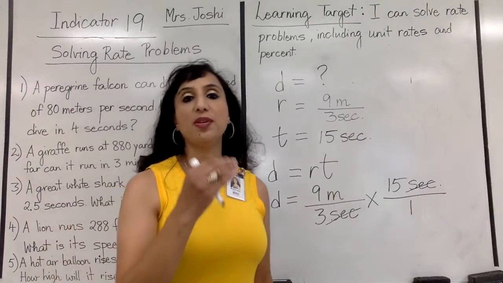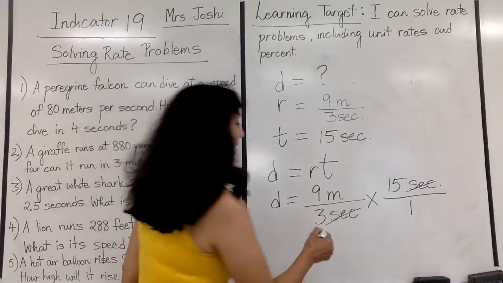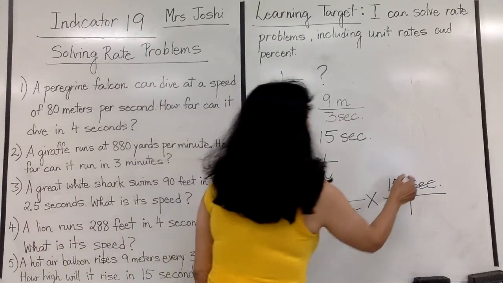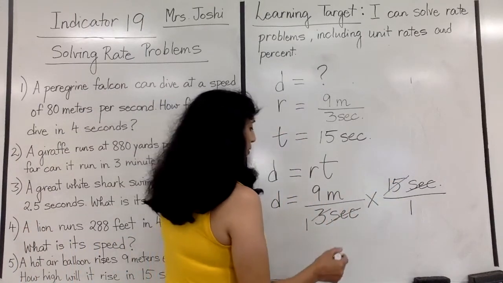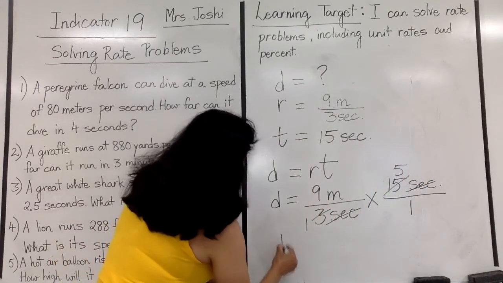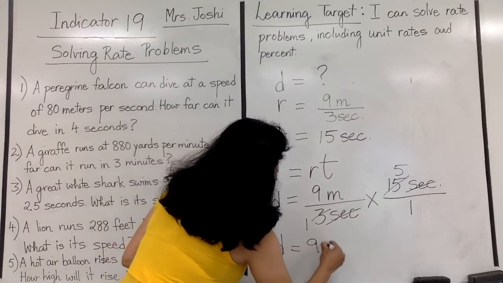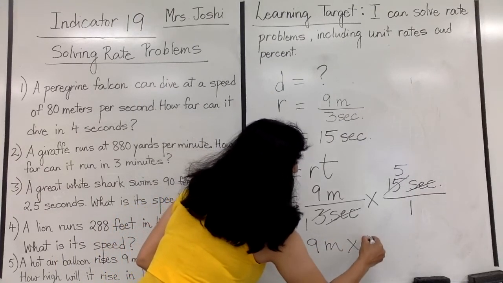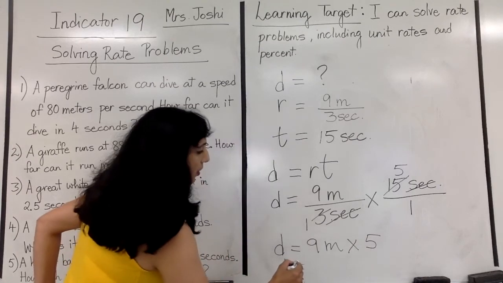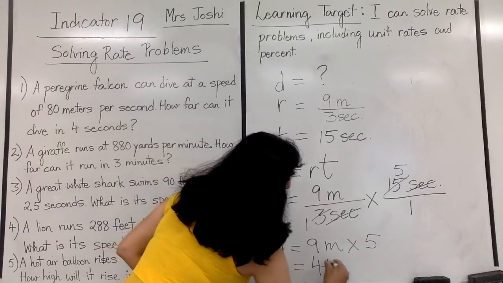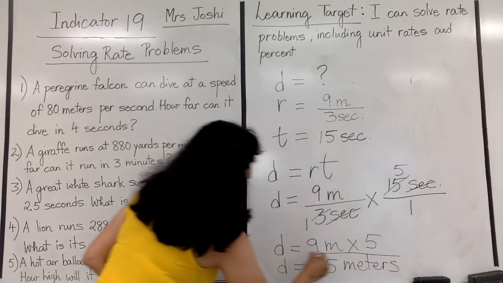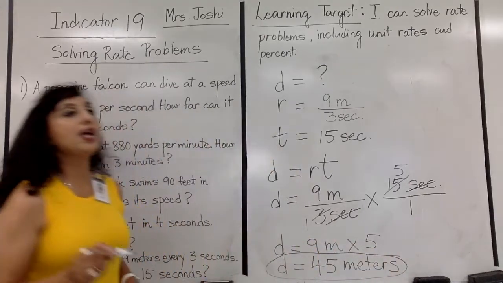And then I can simplify the common factors. I'm going to find the greatest common factor from the numerator to the denominator. And I know that 3 divided by 3 is 1. And 15 divided by 3, I get 5. And so distance is 9 meters times 5, and the distance traveled by the hot air balloon is 45 meters. So this is the answer.